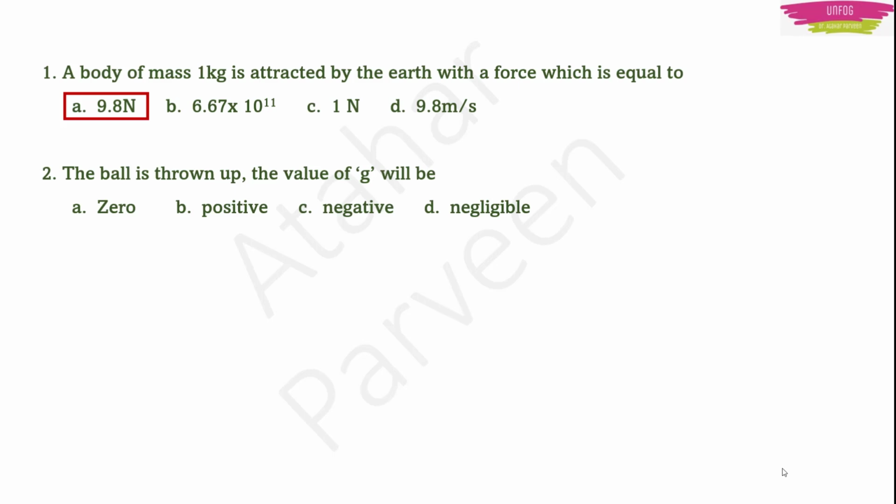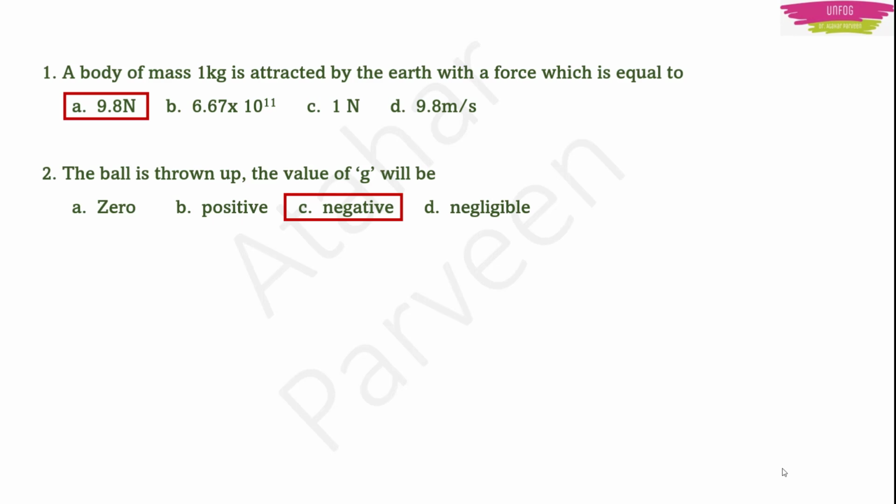See, the concept of acceleration due to gravity, or the concept of gravitation, whatever it is, Earth is pulling the objects towards it, right? In this question, they are telling that the ball is thrown up, means it is going in the opposite direction of gravity. So the value of g should be negative. If the ball is coming towards Earth, then the value of g will be positive. But the ball is going away from Earth, means it is going in the opposite direction. So it will be negative. So option C will be the right answer.